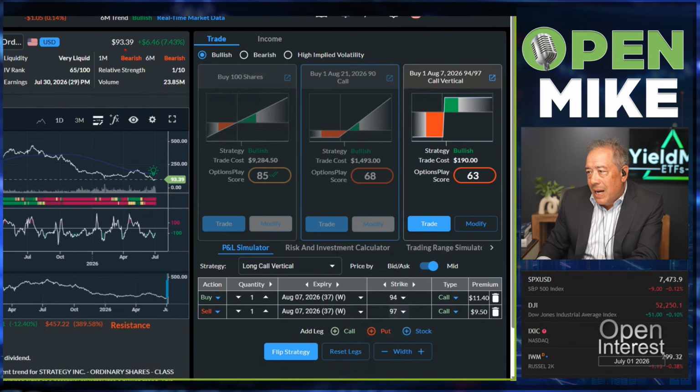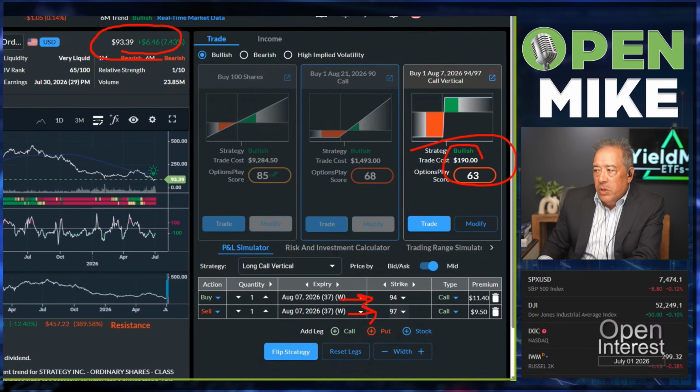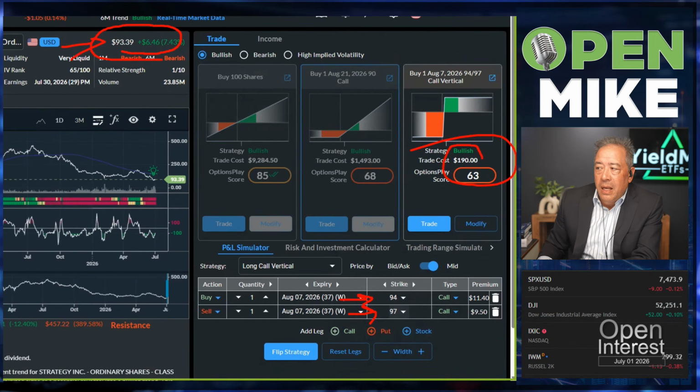So this is trading 93.39. Strategy is. And you can sell an August 94.97 call spread for $1.90. So think about the risk-reward relationship in that, right? The most that a $3 call spread can be worth is $3. So if you sell it for $1.90 and it stays below 94, and it's below that now, you could potentially make $1.90. If it goes to infinity, it would be worth $3, and you lose $1.10.